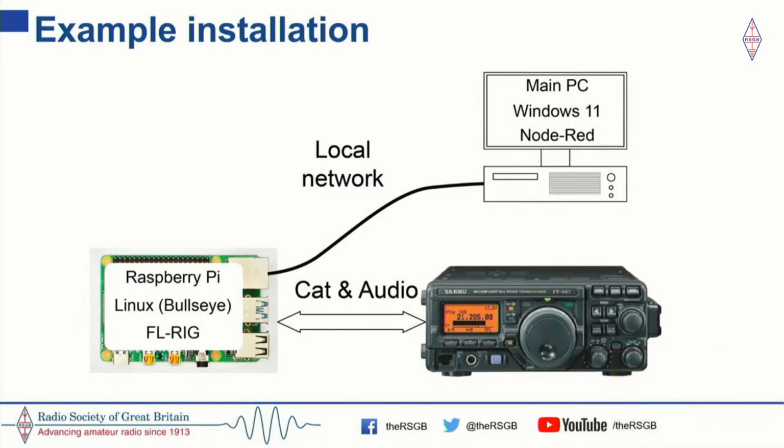So in this example here, this is the layout that I'm using tonight. I've got my Windows PC, happens to be Windows 11, but it doesn't matter. It can be any brand of Windows. It can be any web browser, to be honest. And it's accessing my Raspberry Pi, which has got Linux, the Bullseye version, and I'm also running FLRIG on it to access my rig here, which is an FT897. So that's how I'm set up here. But you can access Node-RED from anywhere on your local network. And if you open up the port on your Pi via your router, you can have access to it anywhere in the world.